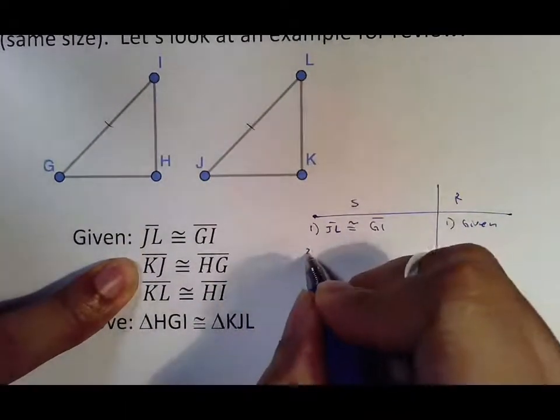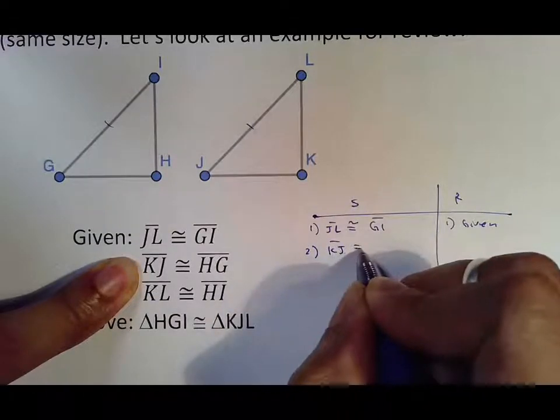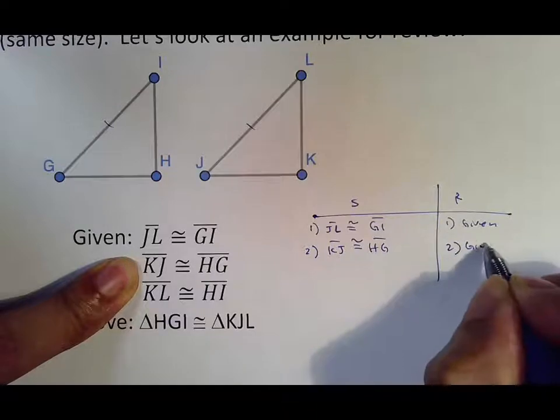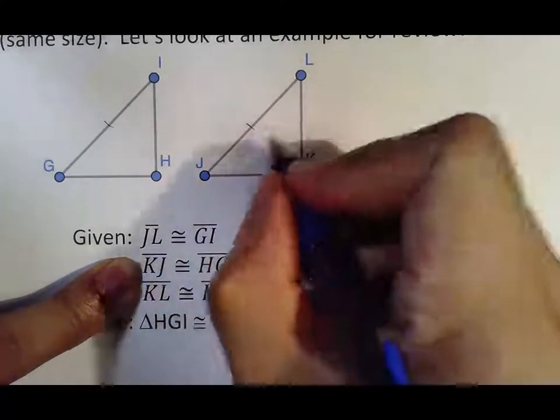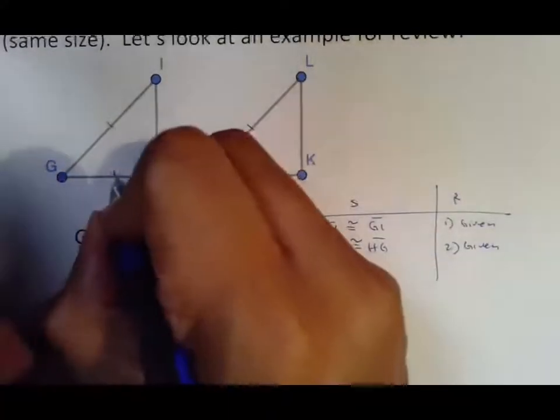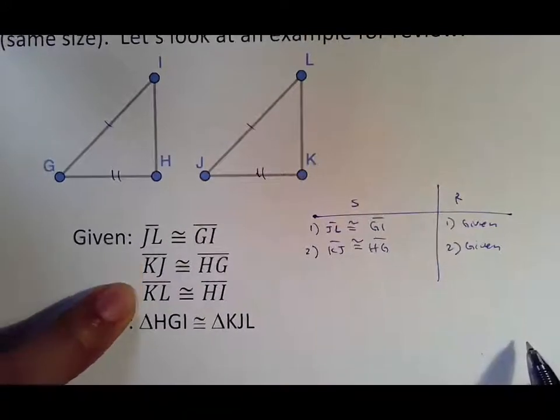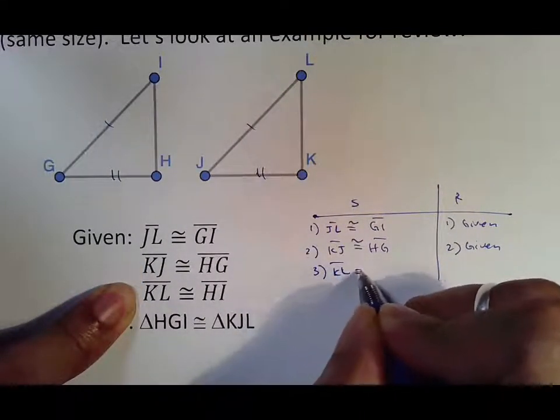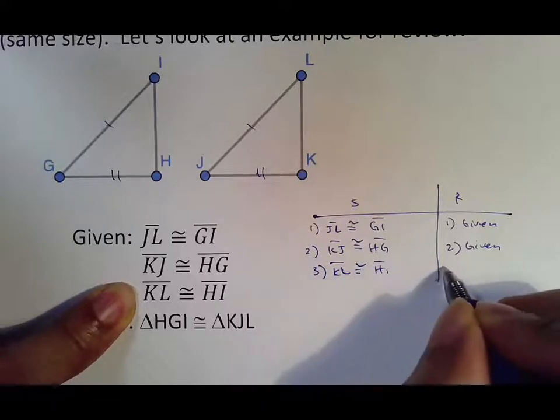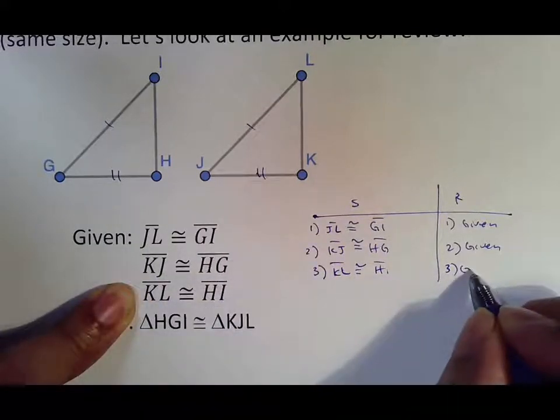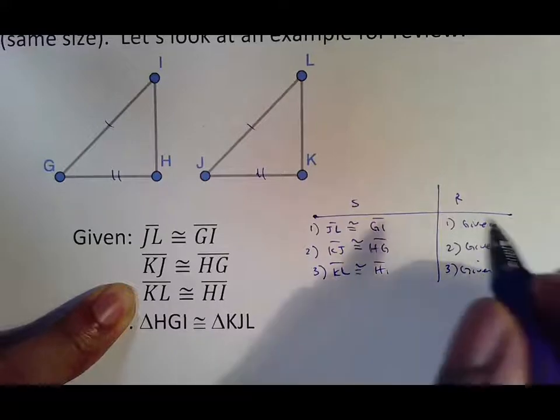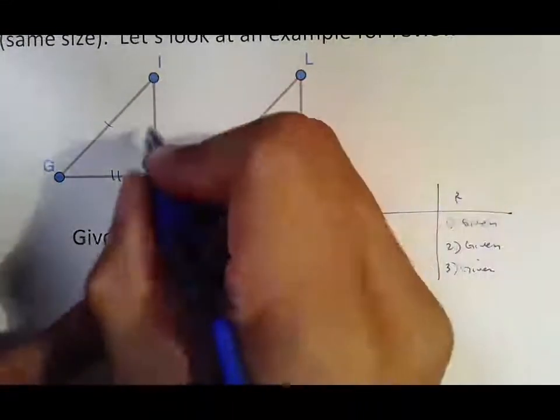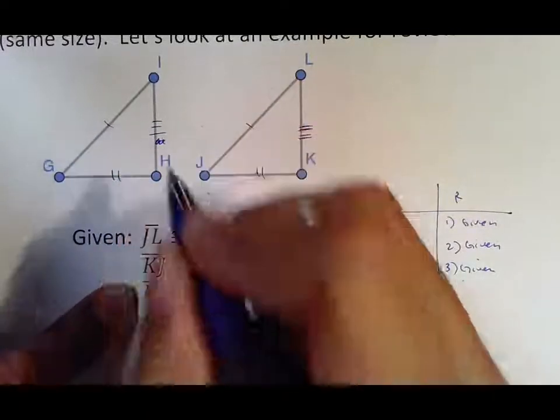Then we had KJ congruent to HG. And again, the reason for that is because it was given to us. So KJ, second side, to HG, second side. There we go. And then the third point to us was that KL is congruent to HI. And again, the reason for that is because it was given to us. KL is this side, and HI is this side. Sorry, that's 4 of them.